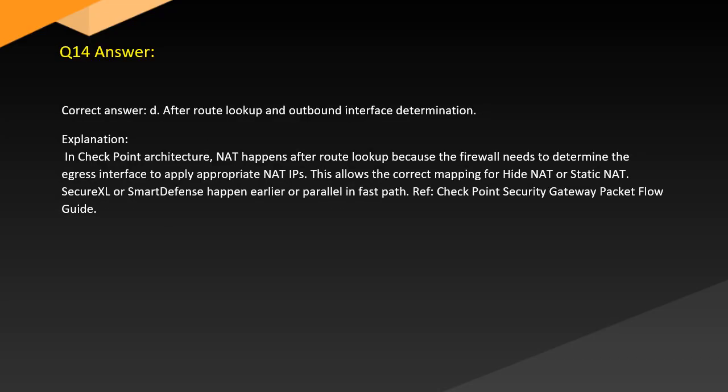Answer. Correct answer: D. After route lookup and outbound interface determination. Explanation. In Check Point architecture, NAT happens after route lookup because the firewall needs to determine the egress interface to apply appropriate NAT IPs. This allows the correct mapping for hide NAT or static NAT. SecureXL or SmartDefense happen earlier or in parallel in the fast path. Ref. Check Point Security Gateway Packet Flow Guide.